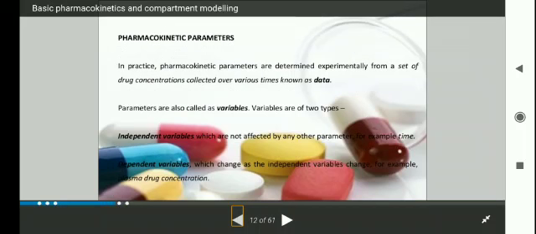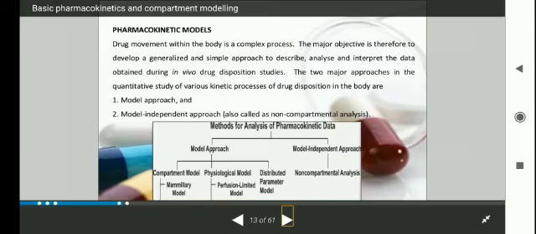And dependent variables change depending on the independent variables. For example, plasma drug concentrations. If you have 500 mg of drug, according to that only you will be having the plasma drug concentrations. Okay, so earlier we have discussed these pharmacokinetic models. You have seen it earlier, that is compartment models, physiological models, model independent approaches and non-compartmental analysis.